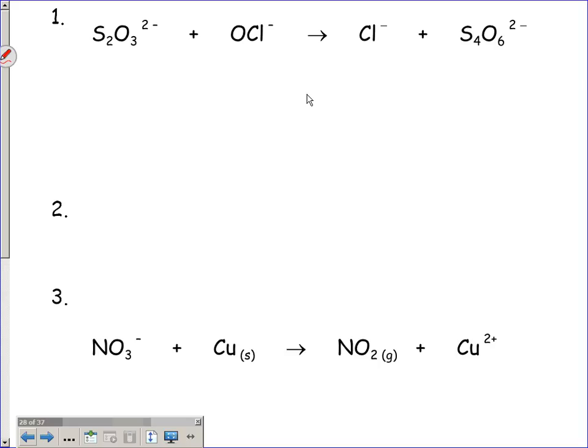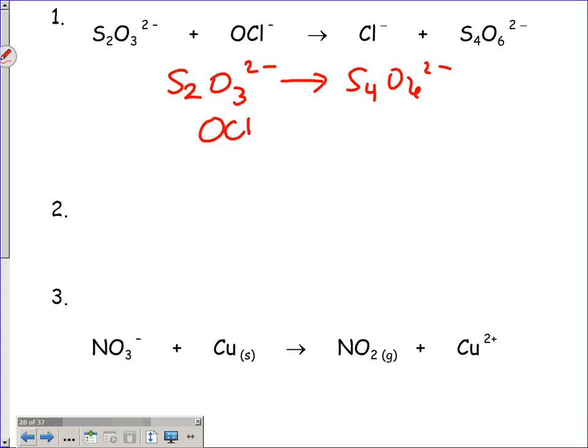So here's my reaction. I have actually already given you the net ionic equation, basically. Let's take it into 2 half reactions. Somebody tell me the first half reaction. What 2 things go together? S2O3 2 minus yields S4O6 2 minus. That's your first half reaction. Second half reaction? OCl minus and Cl minus. Okay, so you've written down your 2 half reactions. Next step.